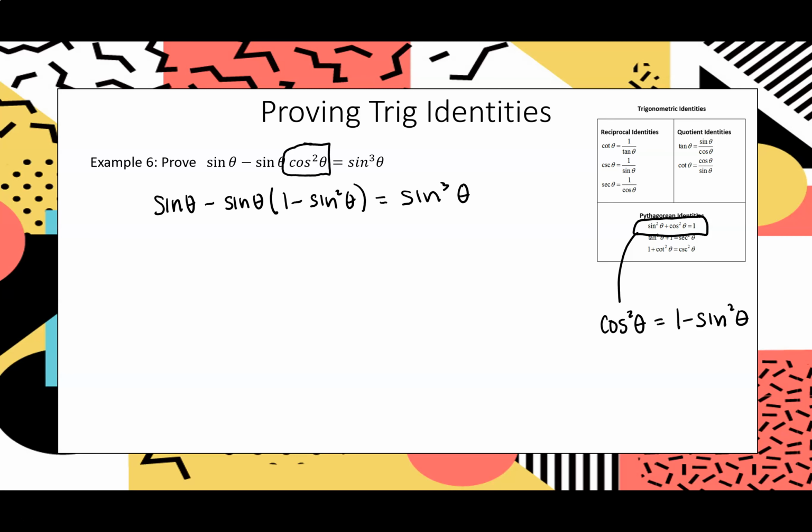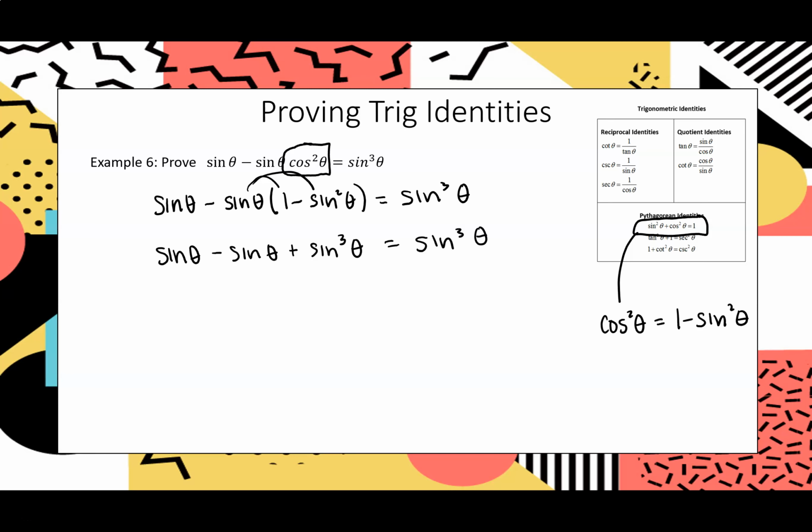All right, next thing we're going to do is the distributive property. So this is going to be sine theta minus sine theta, minus sine cubed theta. So sine times 1 is sine theta, and then I'm doing a negative sine theta times a negative sine theta. And I kind of missed that, didn't I? It should be a positive because a negative times a negative is a positive.